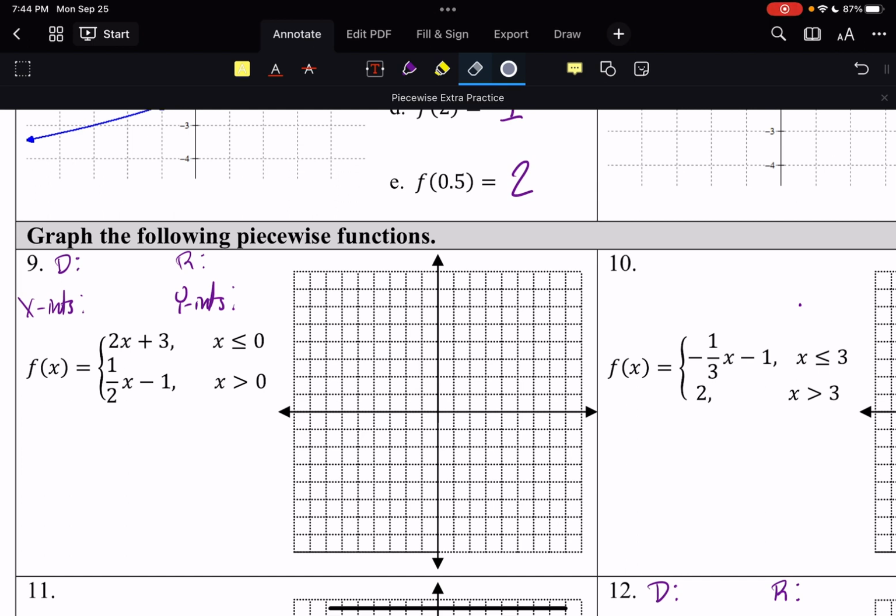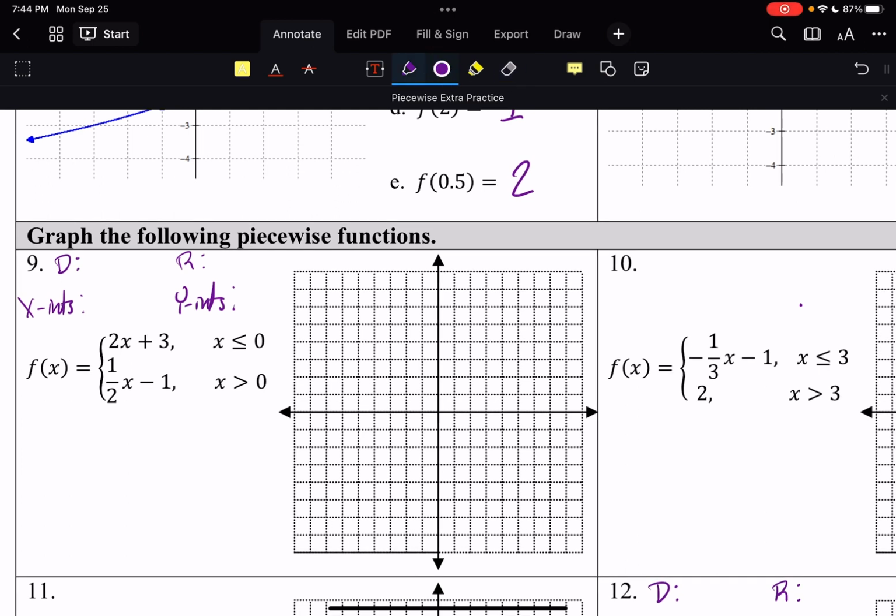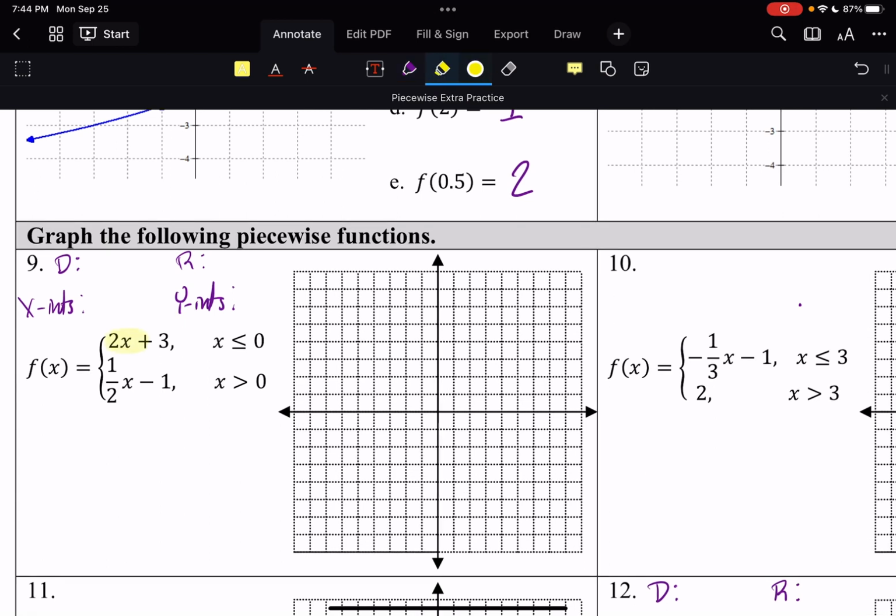Okay, so this is where remembering how to graph linear functions and lines in general comes in handy. If I'm looking at this first example, I have 2x plus 3 on the domain up until and including 0. Again, I have a slope of 2 and a y-intercept of 3. I can plot that because this interval of my domain is up to and including 0. If I substitute 0 in for x, that gets me a value of 3, so I know the point (0, 3) is on there. So I'm going to go 0, 1, 2, 3, that point right there.